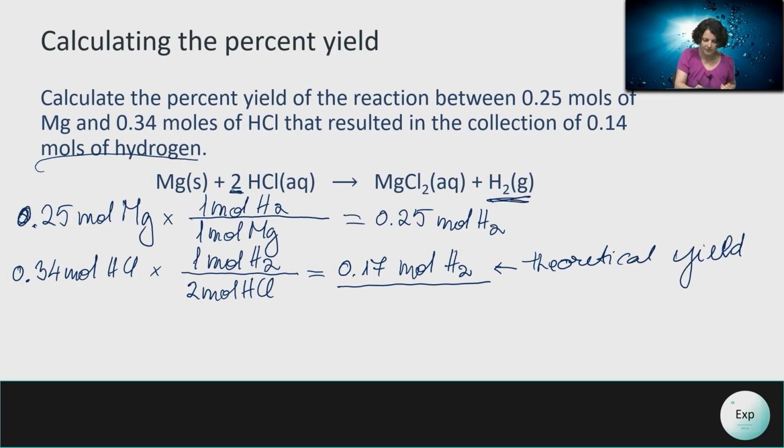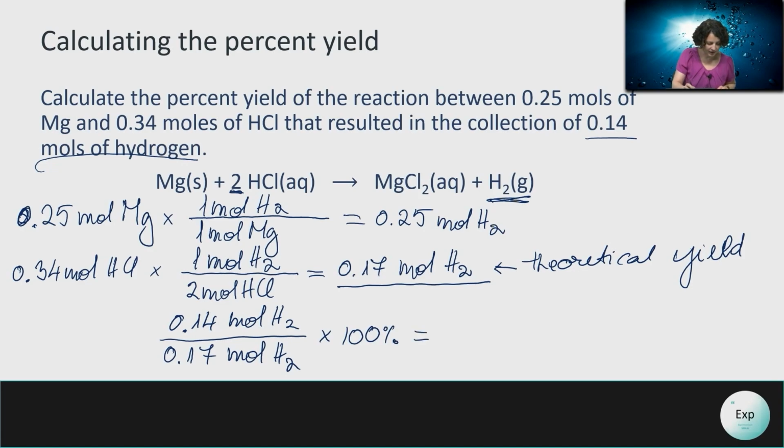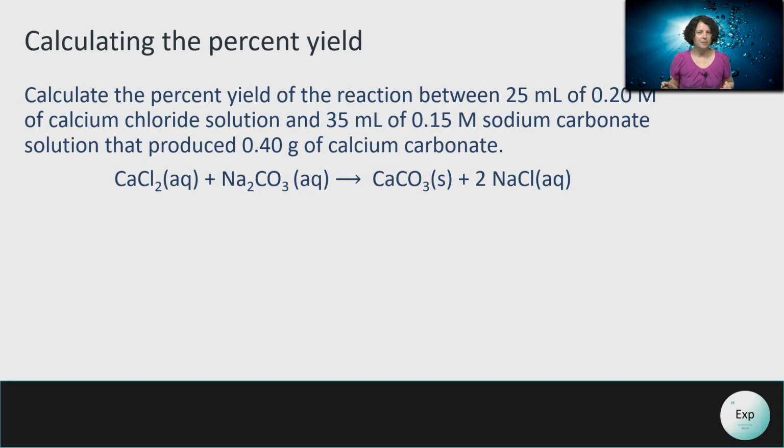To calculate the percent yield, we're going to take our actual yield from the problem, which is the 0.14 moles of hydrogen, and we're going to divide it by our theoretical yield, which is 0.17 moles of hydrogen. Then we multiply by 100%, giving us 82.3%.